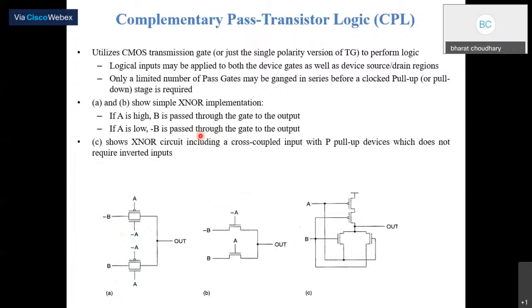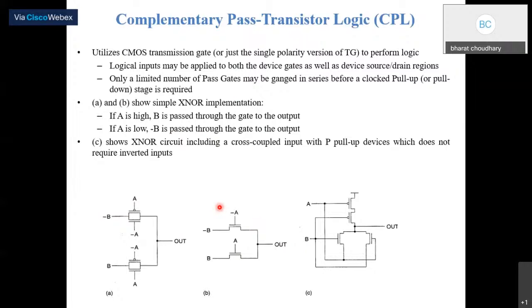So what is the main advantage? There is a lower requirement on the number of gates. So here, in this expression, if A is high, then B is passed through the gate to the output, and if A is low, then B bar will be passed through the gate.